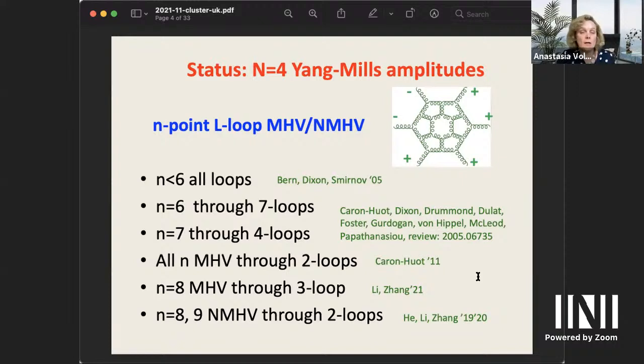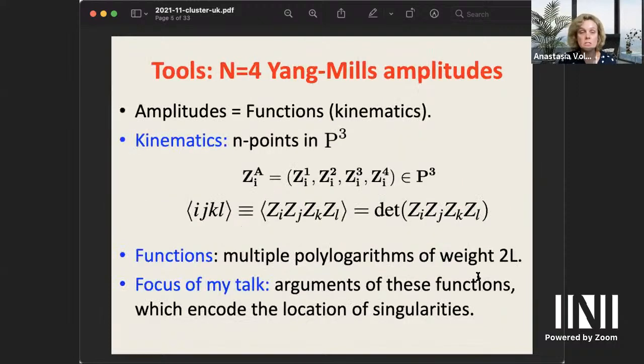So what are some of the conventions and how are these computed? Again, this is very schematic, but hopefully clear. For the purposes of this talk, we're going to think of an amplitude as a function of some variables, a function of the kinematics. So what are the variables? The variables are described by points in a P3. So you will see everywhere this Z_i^A, where i labels the number of points, and A is a coordinate in P3.